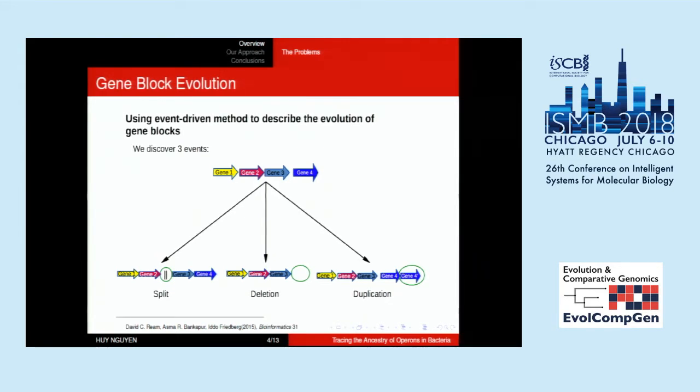So how do we describe the evolution of gene blocks? Previously in our lab, we discovered there are three main events. Let's say that we have a parent gene block of gene 1, 2, 3, and 4. The bottom part shows the possible children that could have evolved from their parent. We define a split event if gene 2 and gene 3 in the child genome are more than 500 nucleotides away from each other. We say there's a deletion event if we cannot find gene 4 in the child gene block. And there's a duplication if gene 4 is duplicated right here.